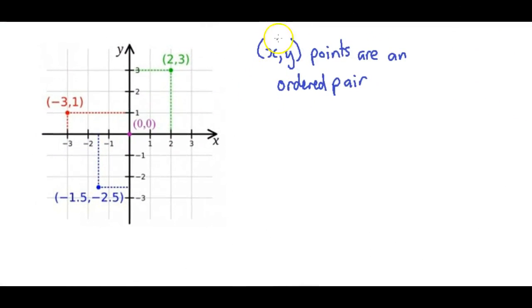Here we can see some more points plotted. These xy points are called ordered pairs. Here is the point (2, 3), so we go across 2 and up 3. The coordinates of the origin are (0, 0). Here's the point (-3, 1), so we go across to -3 on the x-axis and up to 1 on the y-axis. And of course you can have fractional points, there's no limitation, so we go across here to -1.5 and down to -2.5.